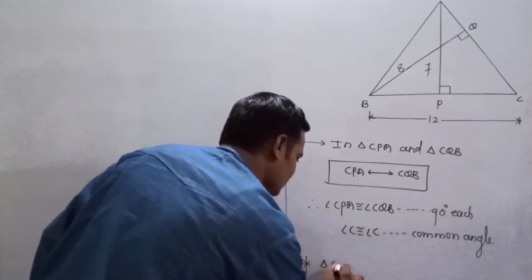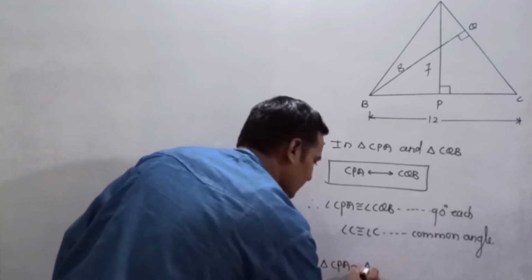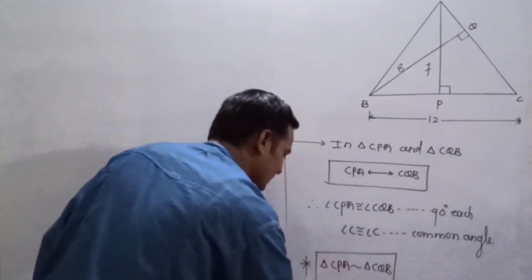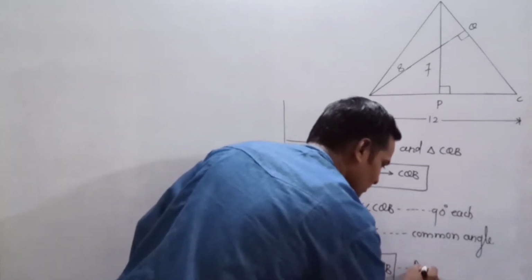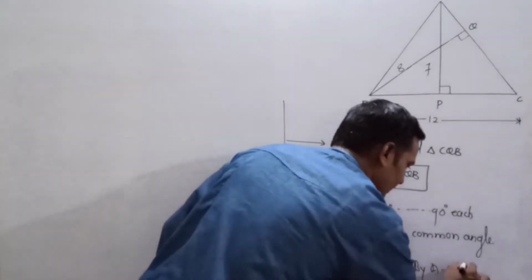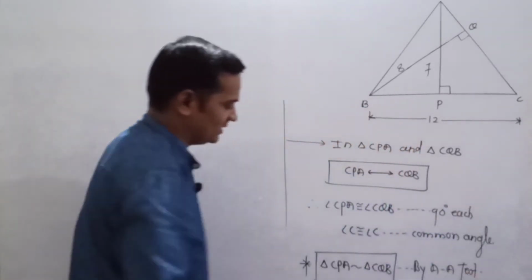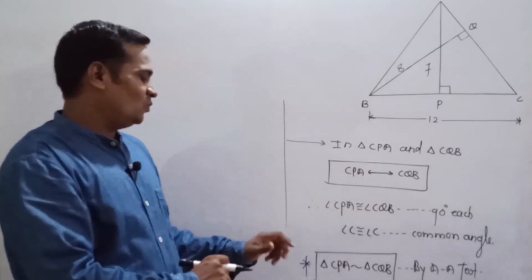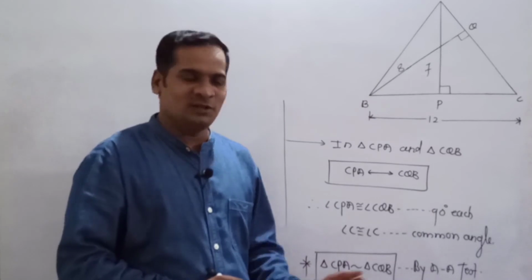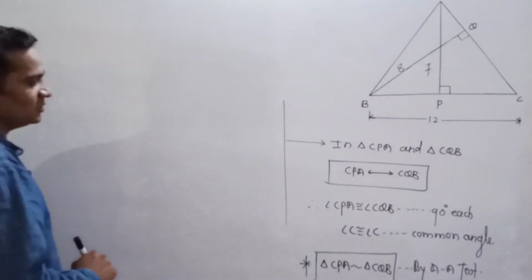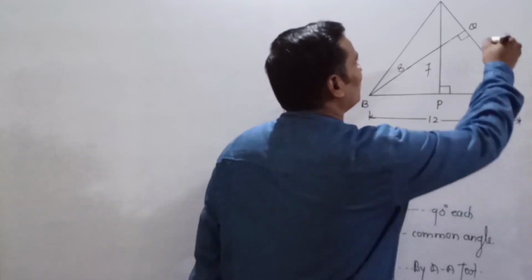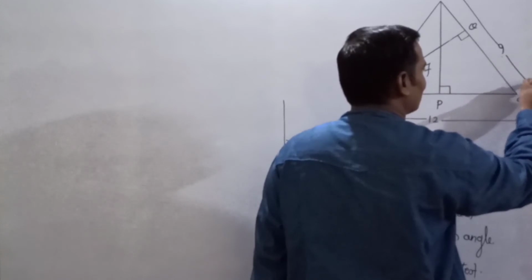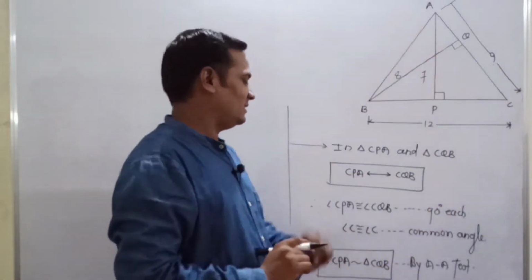So lastly we can write here: triangle CPA is similar to triangle CQB, and just write down the reason, by which test. So by angle test. Now these two triangles are similar. If these two triangles are similar, we know that corresponding sides are in proportion. So let's take the corresponding sides in proportion, and we have to find the length of this AC, mind well. This one, question mark is here. The length of AC.